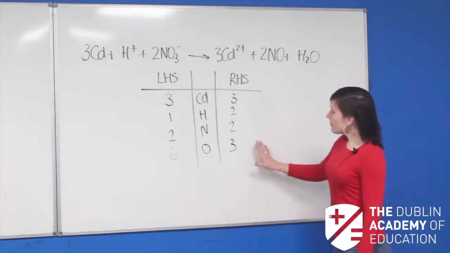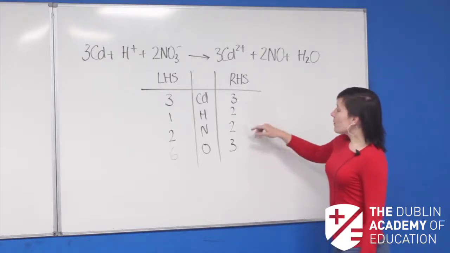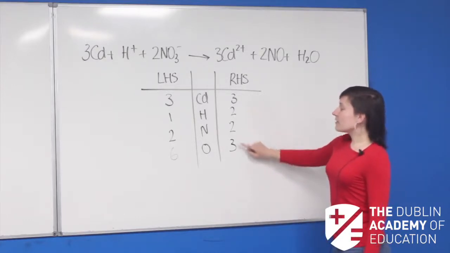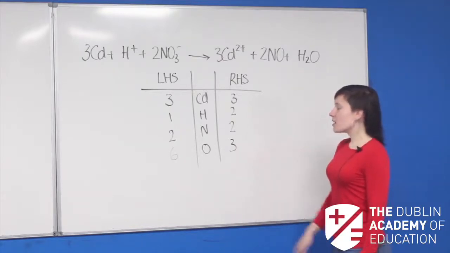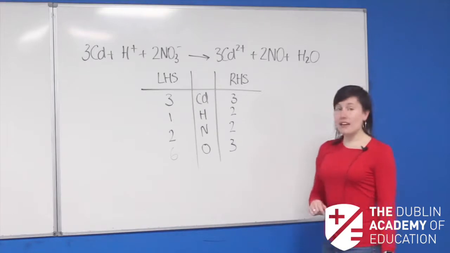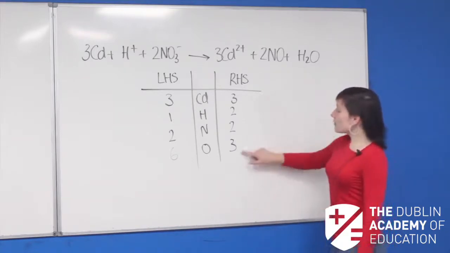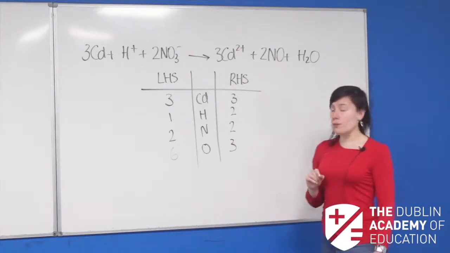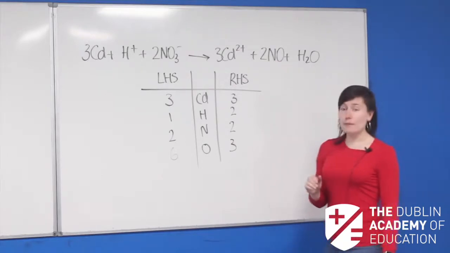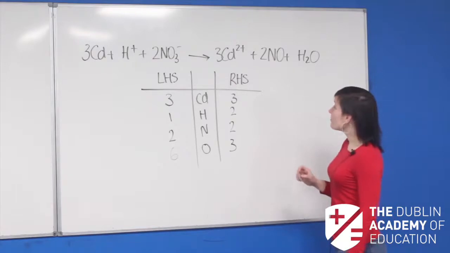Now, let's start off. What we first of all see, our hydrogens aren't balanced, either are our oxygens. So let's start off with the oxygen. We need 3 more on the right hand side. Okay, so we've only got 3 here at the moment. So 2 oxygens here plus the 1 from the water. So we need 3 more, okay, to give us 6 in total.